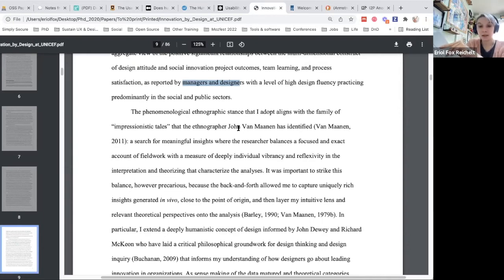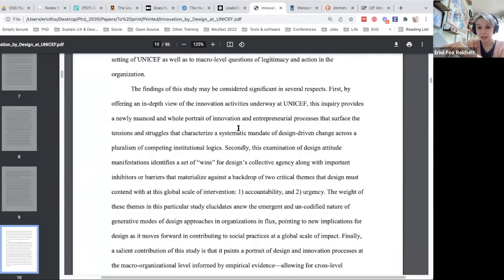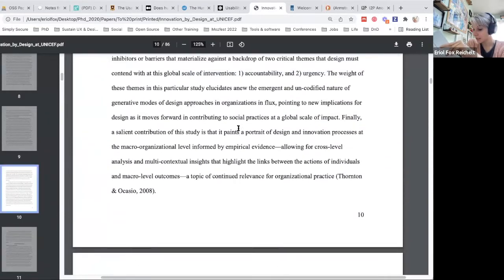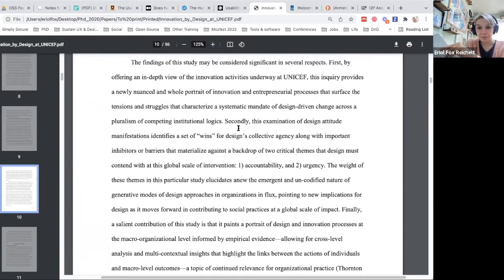There is further on, on page 10, detail about how they are examining design attitude manifestations and identifying sets of wins for design's collective agency within the organization. Interesting in and of itself, but again, I'm mostly interested in design agency within the open source tool context within innovation. And if I remember correctly, there isn't a lot of that there.